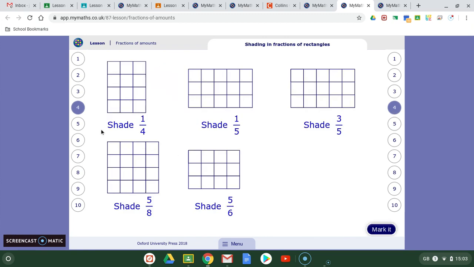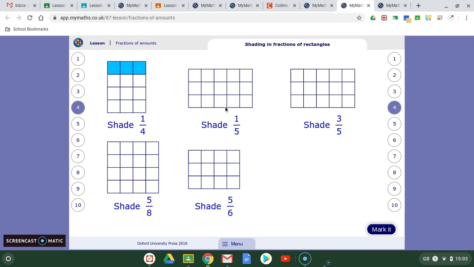So let's have a look at some of these. Shade a quarter. We've got 12 squares here. What's a quarter of 12? Well, a quarter of 12 is the same as dividing it by 4. So what's 12 divided by 4? That's 3. So let's shade a quarter. And you can see that's a quarter, isn't it? Because we've got 1 row of 3 and then 3 rows of 3 there.